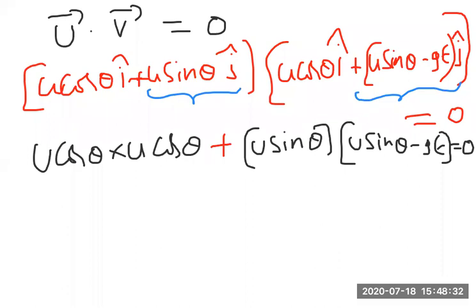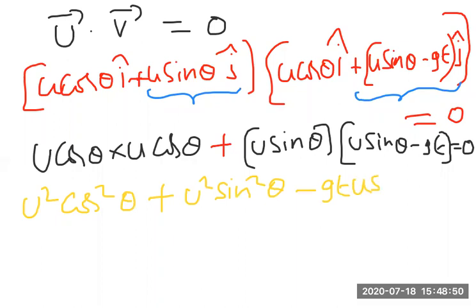Let us multiply here. u cos theta into u cos theta means u square cos square theta, plus u sin theta into u sin theta means u square sin square theta, minus gt into u sin theta, is equal to 0.